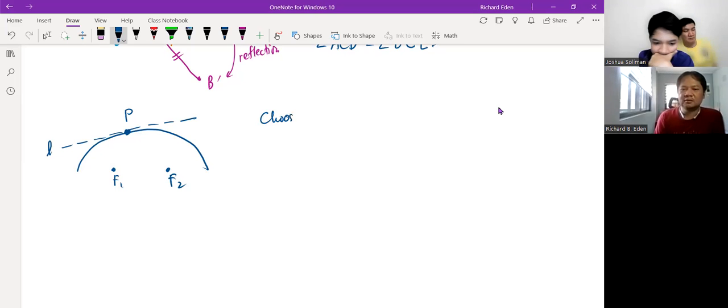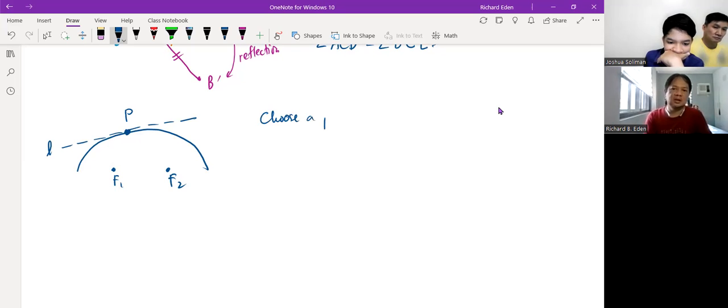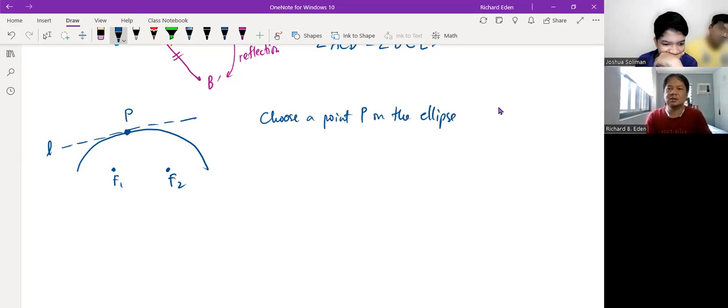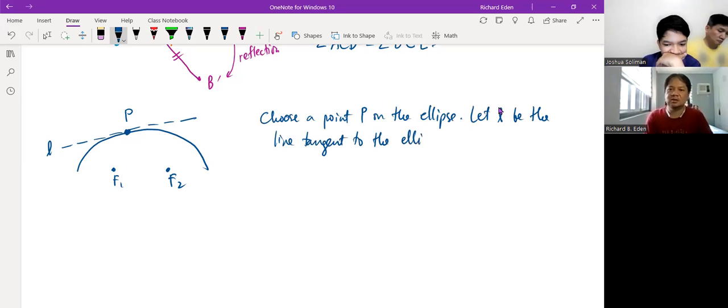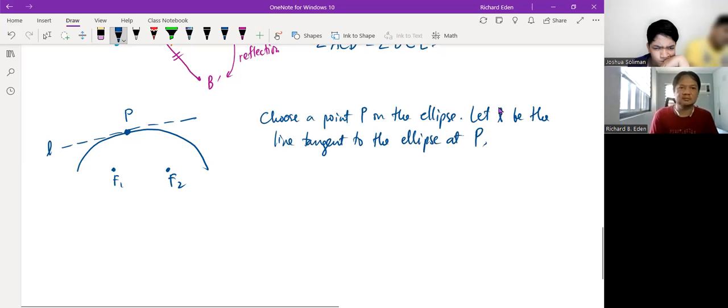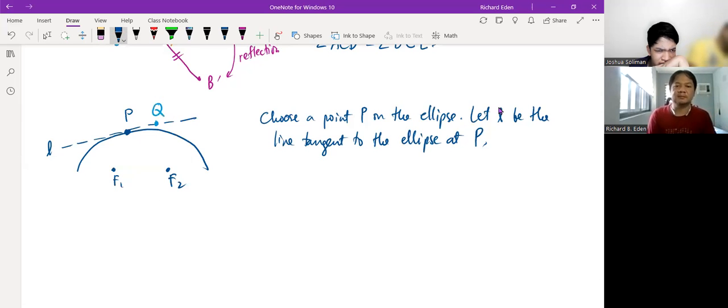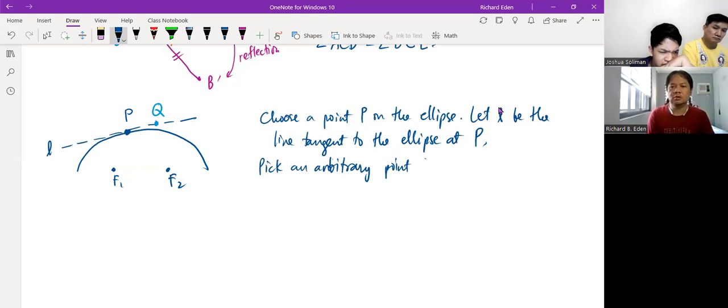So choose a point P on the ellipse. Let L be the line tangent to the ellipse at point P. Now, let's take a point Q on L, but different from P. Pick an arbitrary point Q on L, with Q different from P.